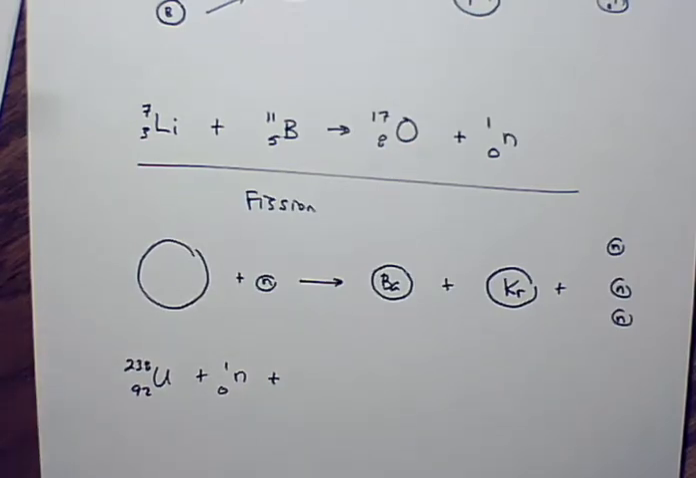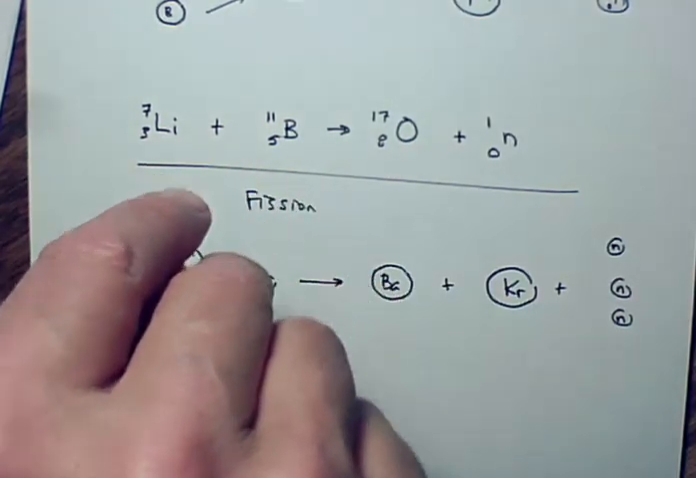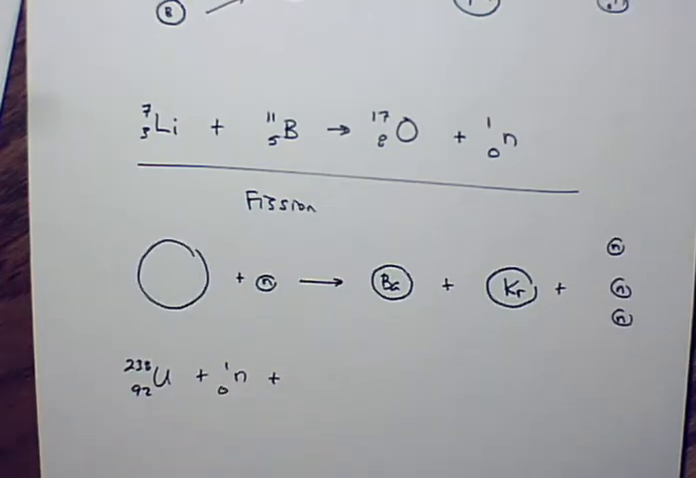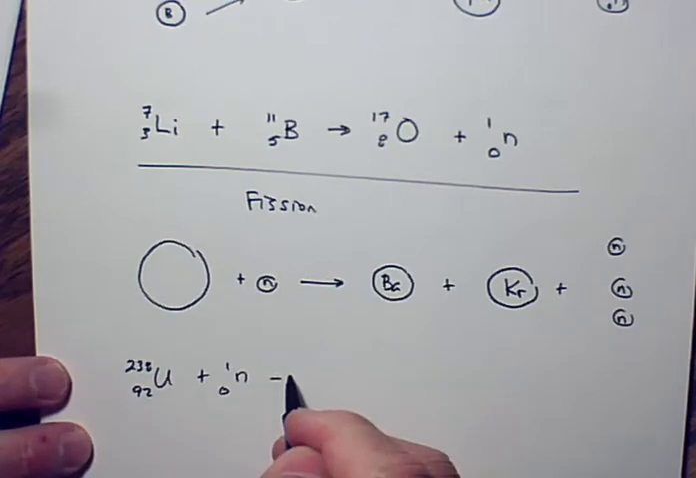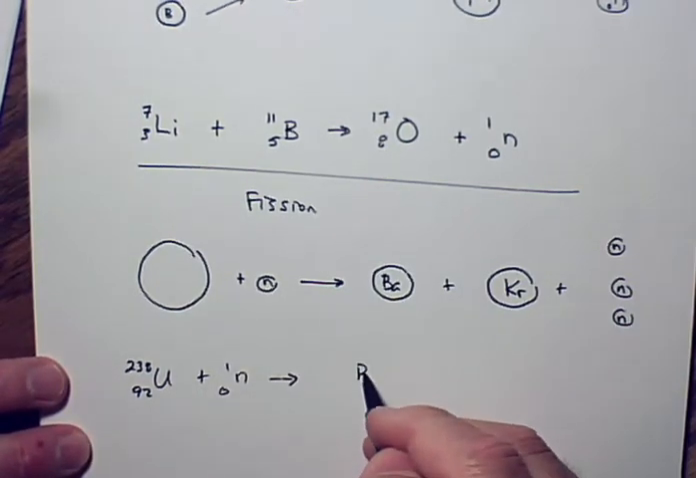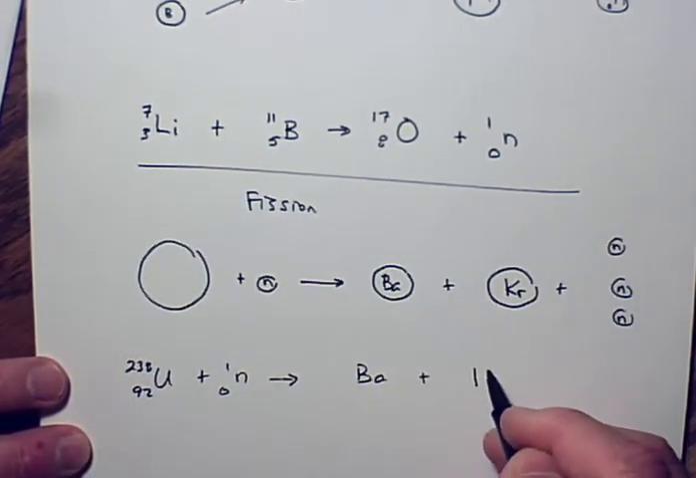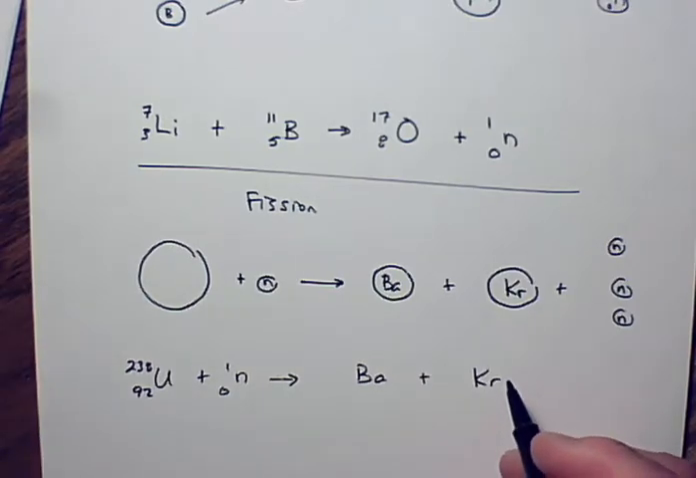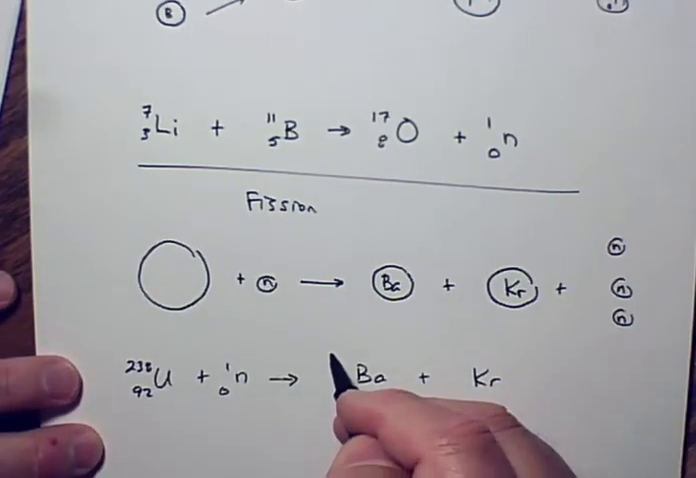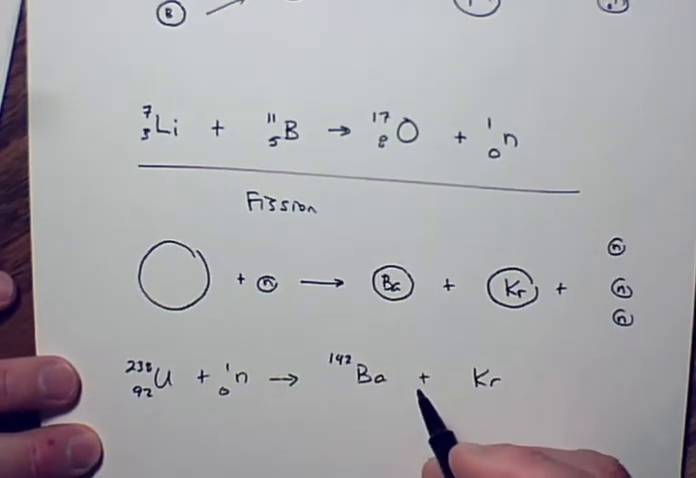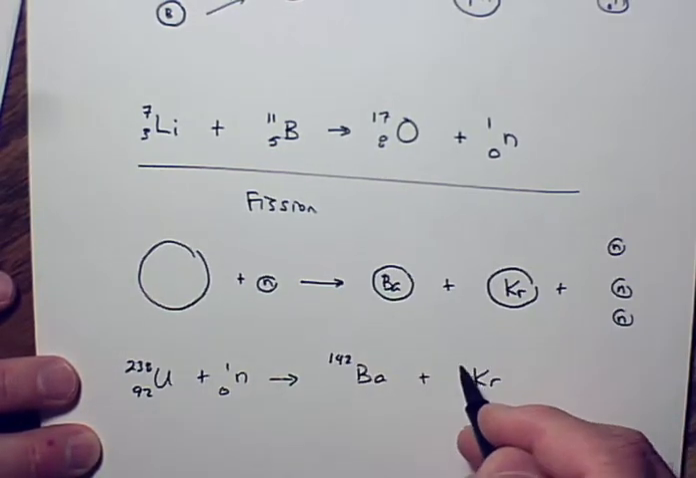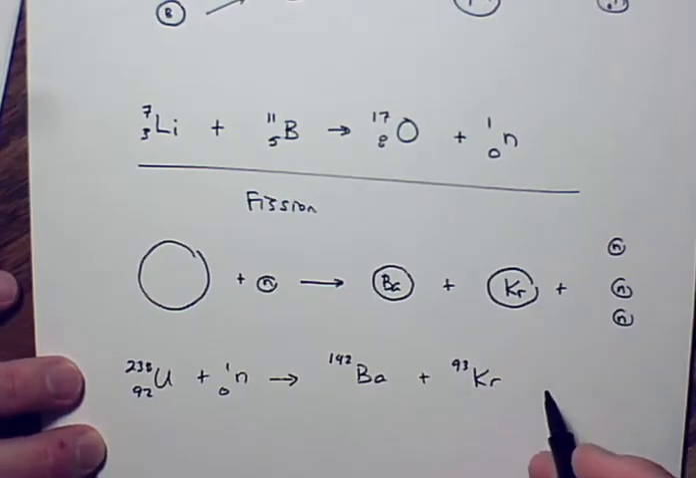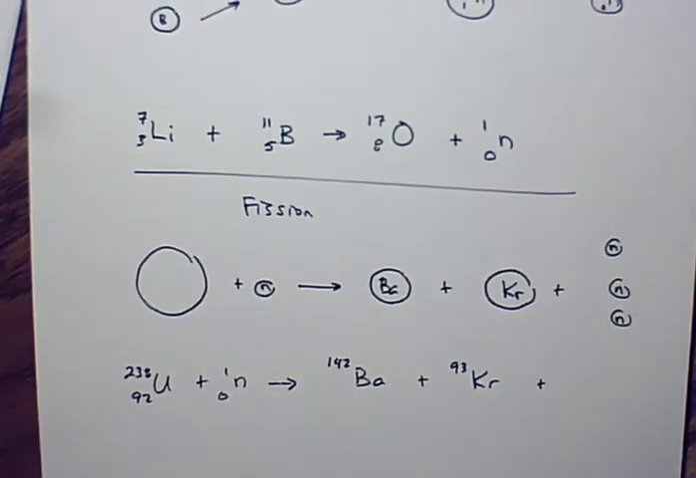Let's say what we're going to get. I don't want to put a plus sign there. It should be an arrow down here. So we're going to have barium. We're going to have krypton. And let's say we get barium 142 and krypton 93. So you figure out the rest.